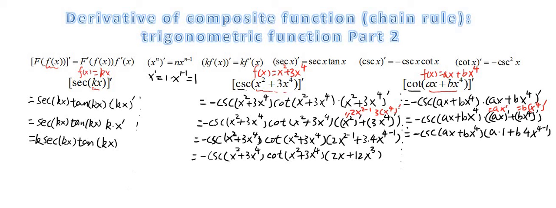Okay, and we can simplify it. We have negative cosecant of ax plus bx to the power 4, times a plus 4b x to the power 3.